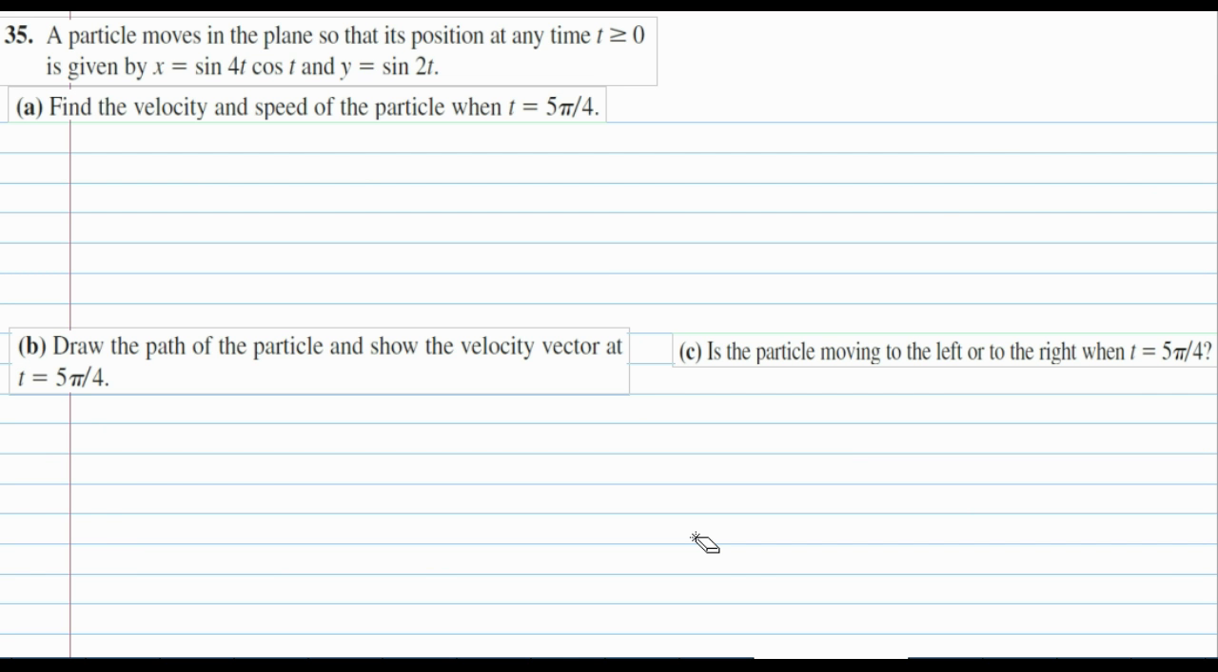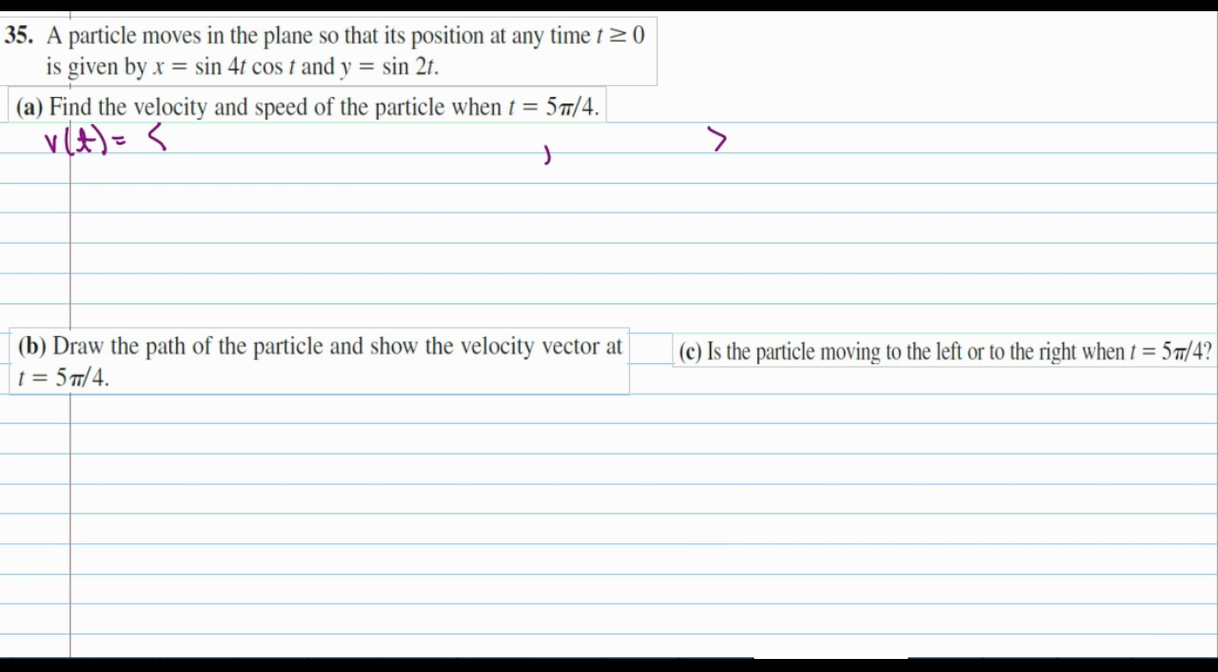Now try problem number 35. It says a particle moves in the plane so that its position at any time t greater than or equal to 0 is given by x equals sine of 4t cosine t, product rule, and y equals sine of 2t. So part A: find the velocity and speed of the particle when t equals 5 pi over 4.